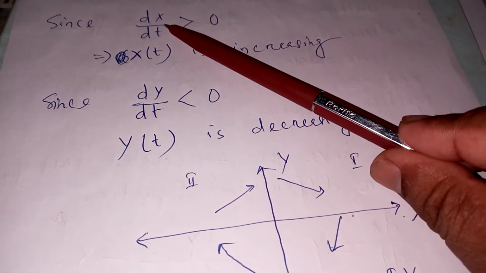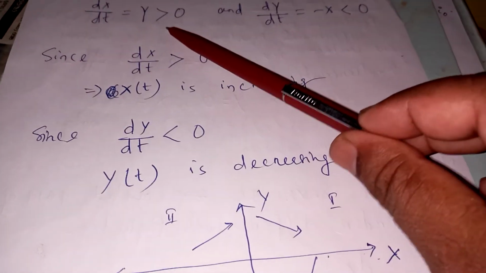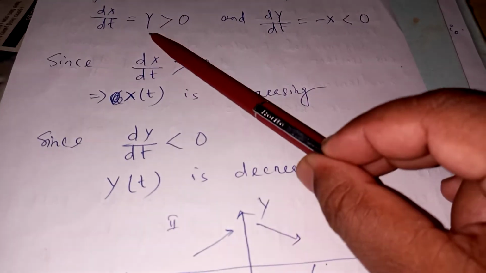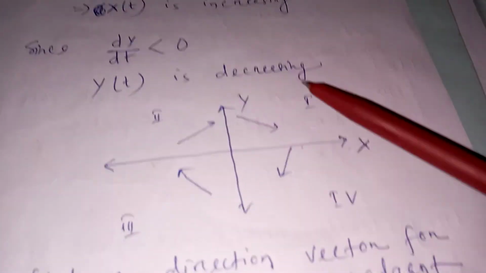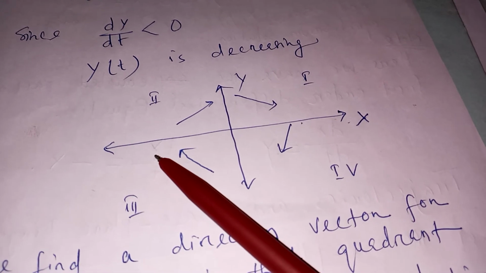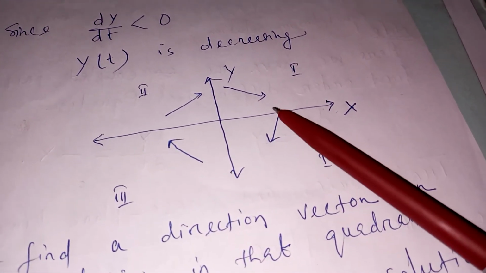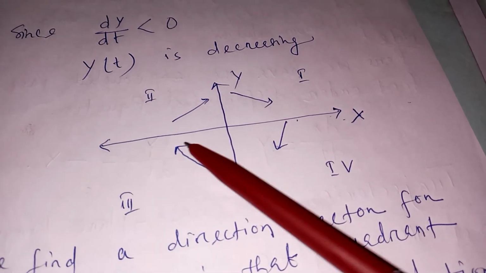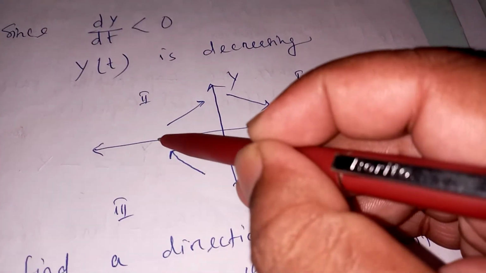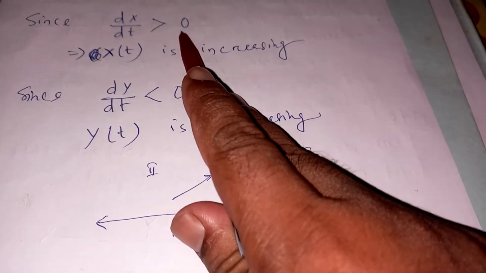So let us see, change of x greater than 0 means y is positive. dx by dt is equal to y, which is positive. So change of x means positive x to negative x. Why? Because we have to take clockwise. According to the concept we have to take clockwise. So positive x to negative x gives y, meaning positive y. So dx by dt greater than 0.